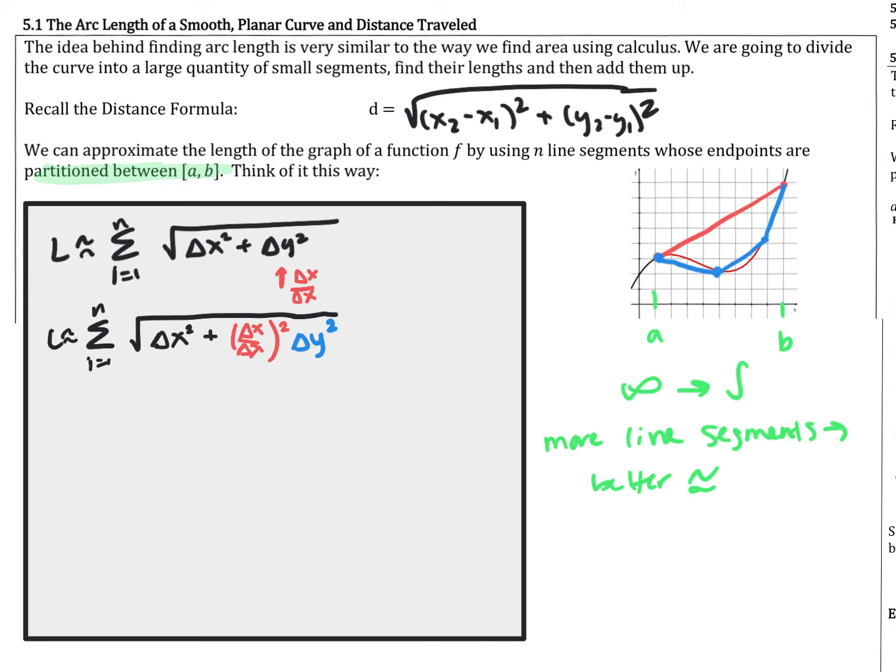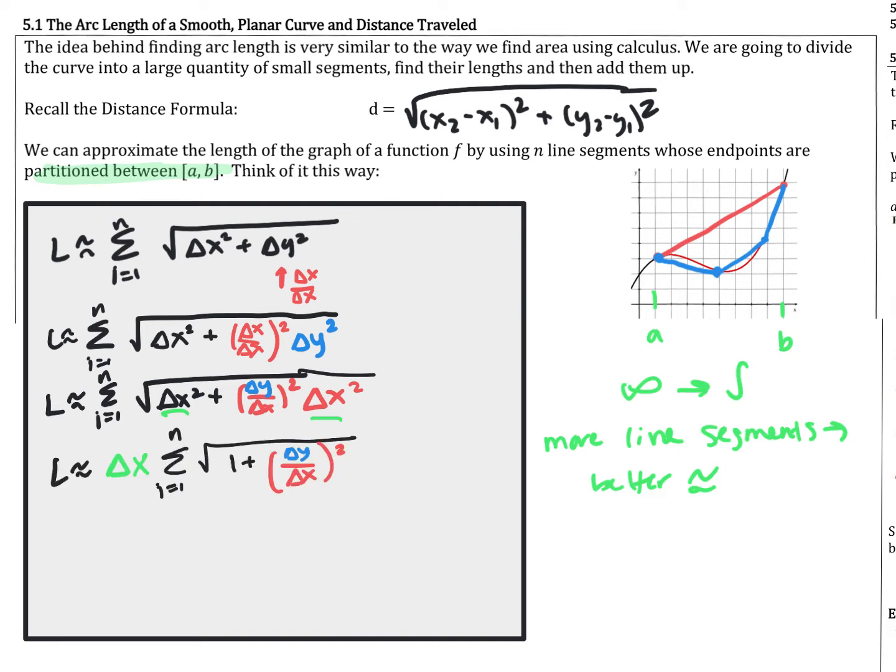Now I'm going to rewrite what's inside so that I can have the change in y with respect to the change in x. So I've manipulated the way that looks, but again, I haven't changed anything. If I simplify the red and the blue, I would get back to my delta x squared plus delta y squared on the inside. But now that I have this, what I have are two delta x squareds, and I can take the square root of delta x squared to give me delta x, and I can pull that out in front of the sum. So that's going to get us here.